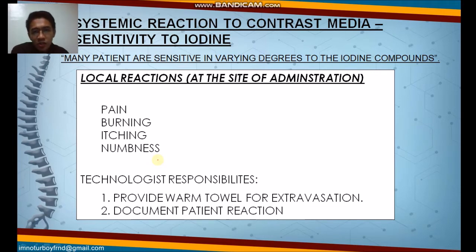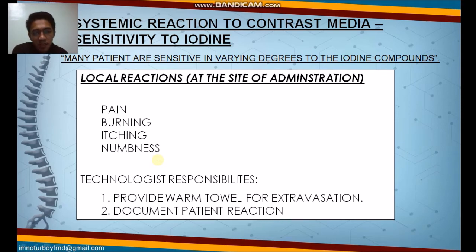So local reaction includes reactions at the site of the administration. Since you inject the contrast material here, sometimes the patient will feel pain, a burning sensation at the injected site, itching, and then sometimes numbness.